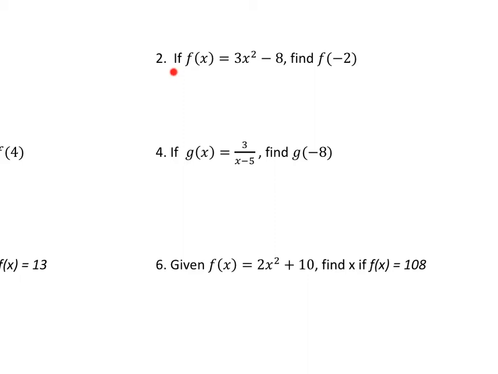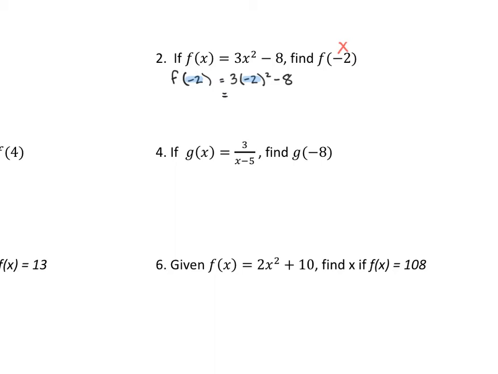It says here, if f of x is equal to 3x squared minus 8, find f of negative 2. So just a reminder, whatever we have inside the parentheses, like here, is our x value. So let's write that in so that we don't forget. This is our x value. That means we're going to take negative 2 and plug it in wherever we see an x. So we'll have f of negative 2 is equal to 3 times negative 2 squared minus 8. Again, wherever you see an x, that's where you're going to put that negative 2. And now we just solve.